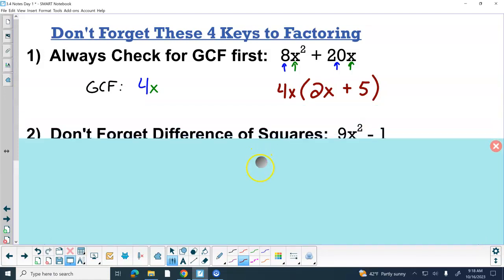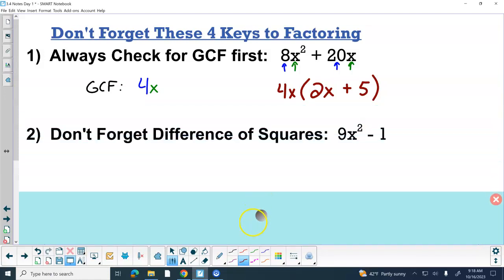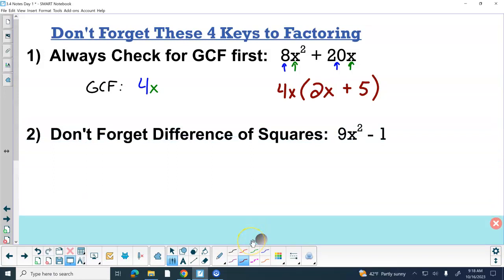Second way is difference of perfect squares. Okay? So when you're dealing with a difference of perfect squares, you have to have a perfect square first. You have to have a perfect square second. And it has to be a subtraction sign. Okay? So those three things have to happen.